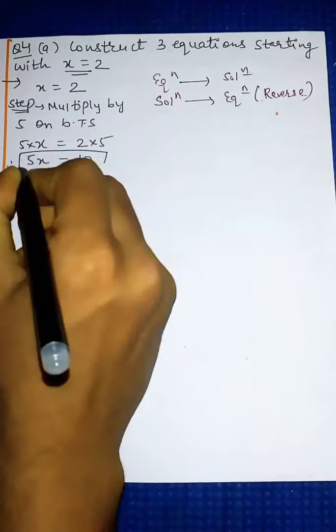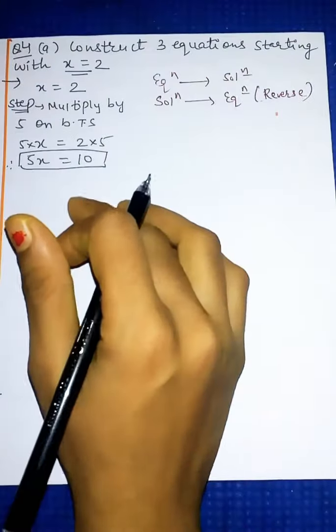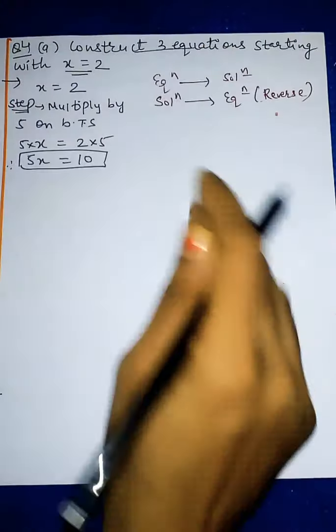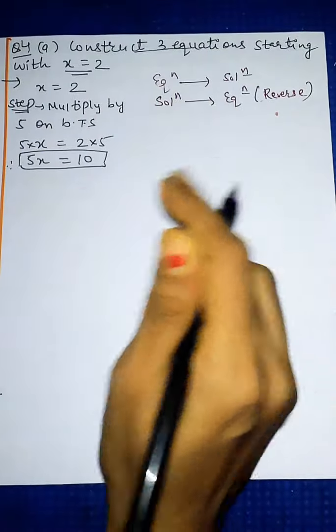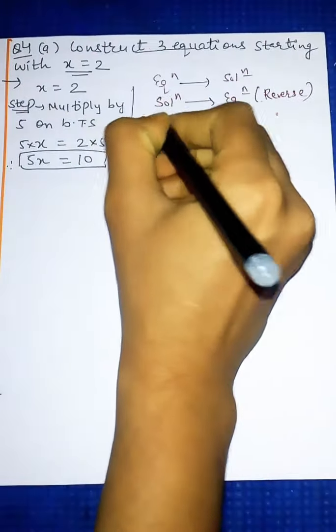So you can do steps as per your wish, and whatever you get is called an equation. Here this one equation I have got, I have multiplied by 5. I have done only one step. If you wish, you can do two steps also. So we will construct three equations, as the question is given. So this is the first. Now again the value is 2.